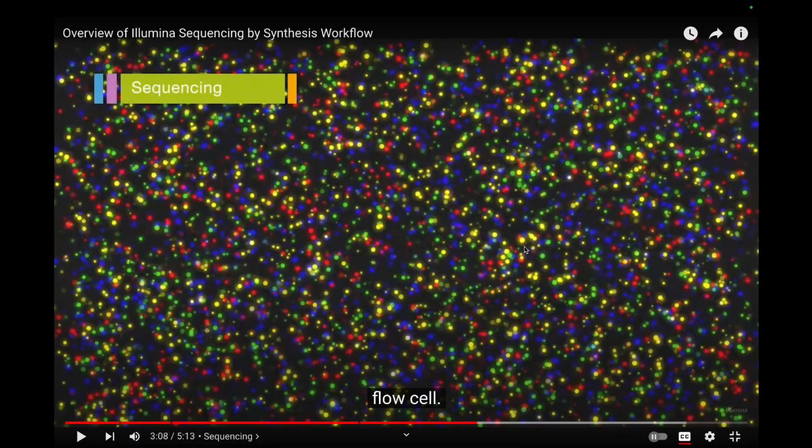So this is what the machine captures, and this is image data which is analyzed by the base caller software, which provides which light, at which point, is associated with each base. So your base caller does this conversion of information from this image to your sequence. So just remember that.